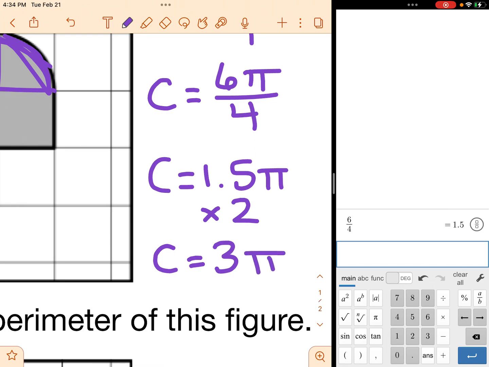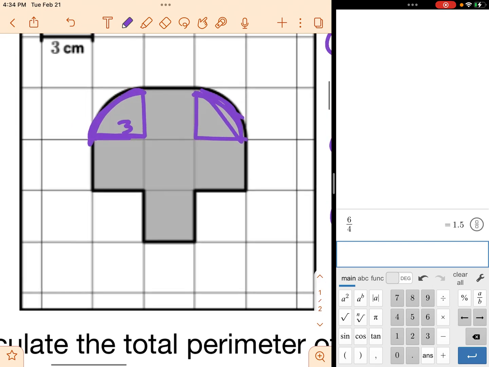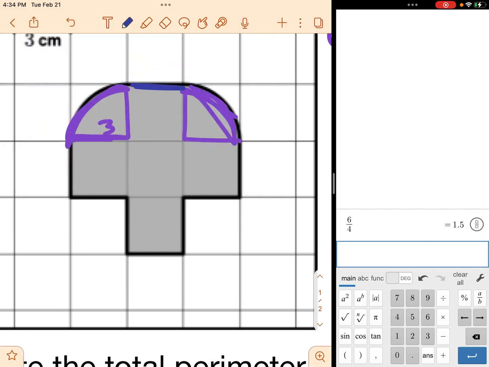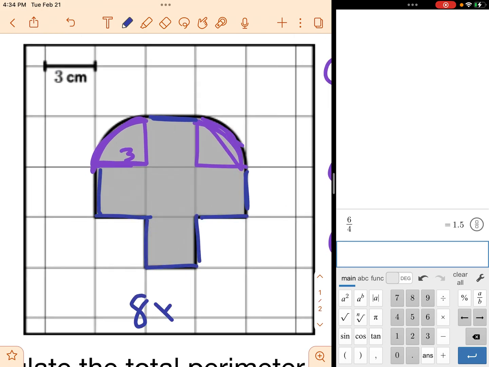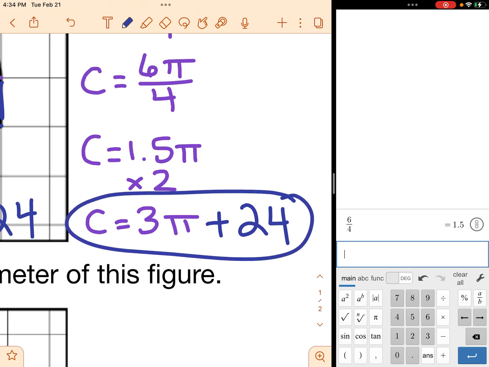Okay, so now let's do the easy part. We've done our circles. Now we just have to count how many sides we have. Well, if we take a look, here's 1, 2, 3, 4, 5, 6, 7, 8. And each side is 3. So 8 times 3 gives us 24. So our answer is 3 pi plus 24. And that's our answer.